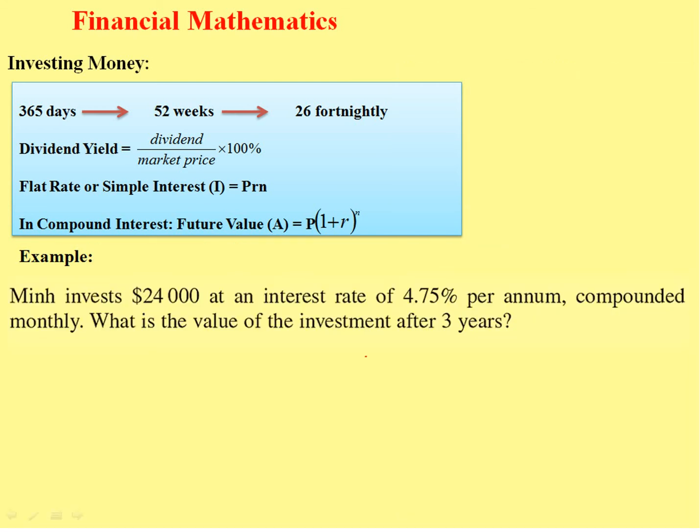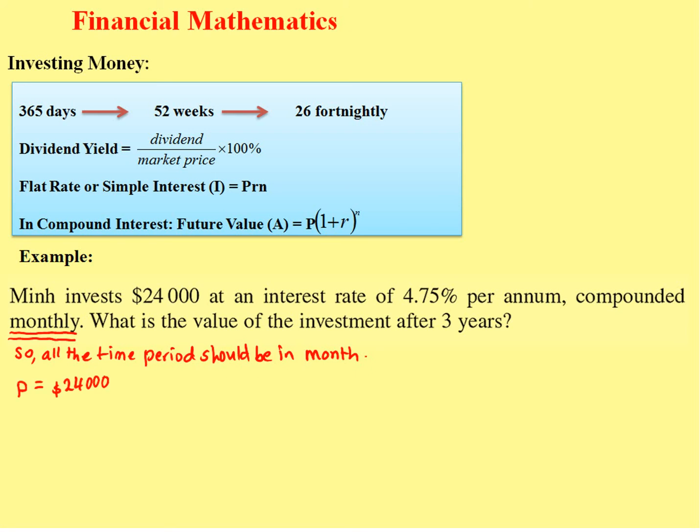Last question. Mean invested 24,000 at an interest rate of 4.75% per annum, compounded monthly. What is the value of the investment after 3 years? First, that's the key word, monthly. So all the time period should be in month. All the units should be in month.